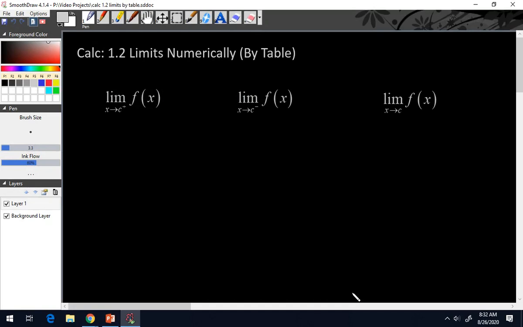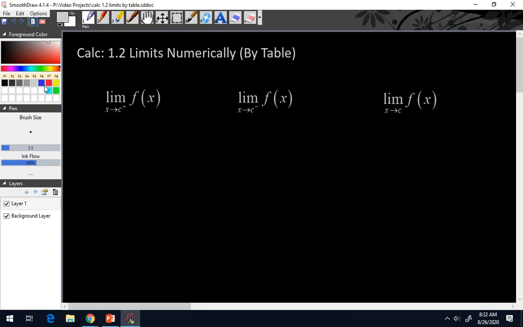This is a short video for my calculus class for section 1.2 when we're talking about limits numerically by table. So a couple things notation wise we would just want to review here. Going along with the definition of a limit that we talked about in class, as x approaches an x value, what do we get as a y value? Because remember, f of x is the same as y.